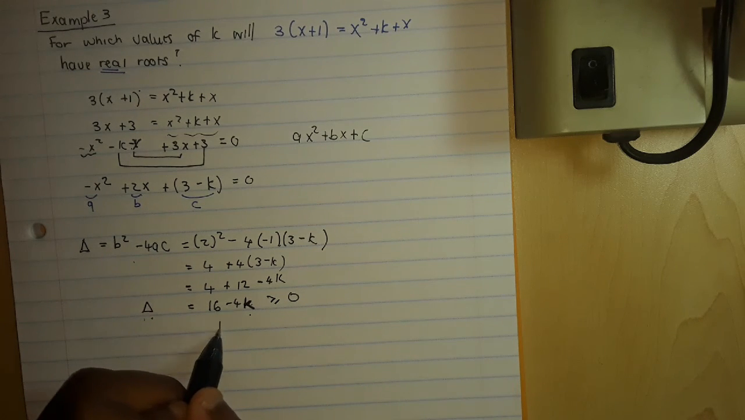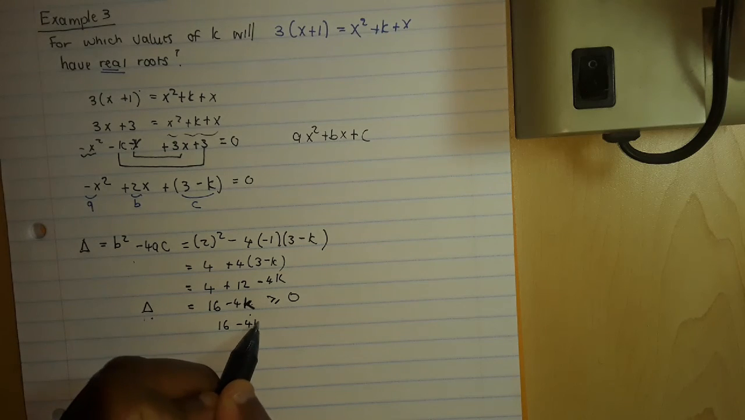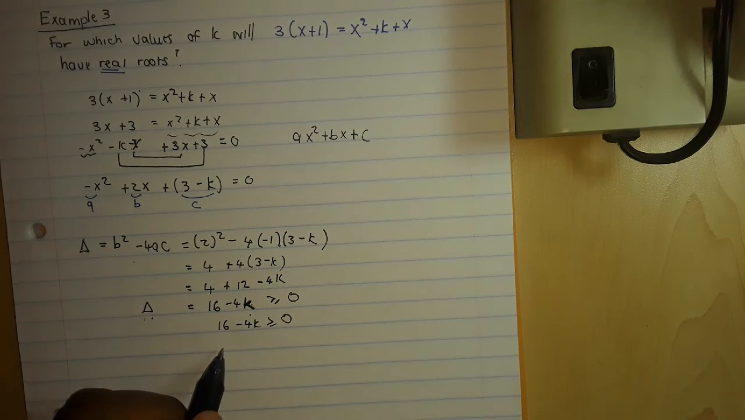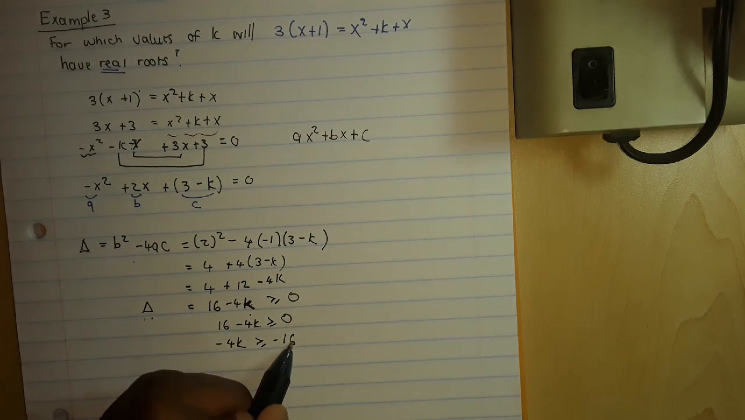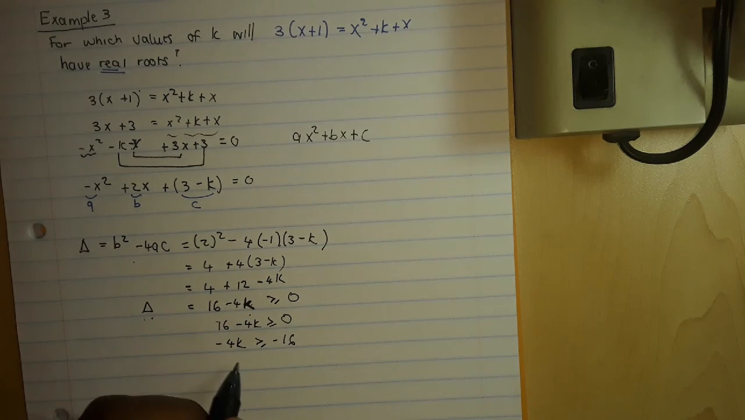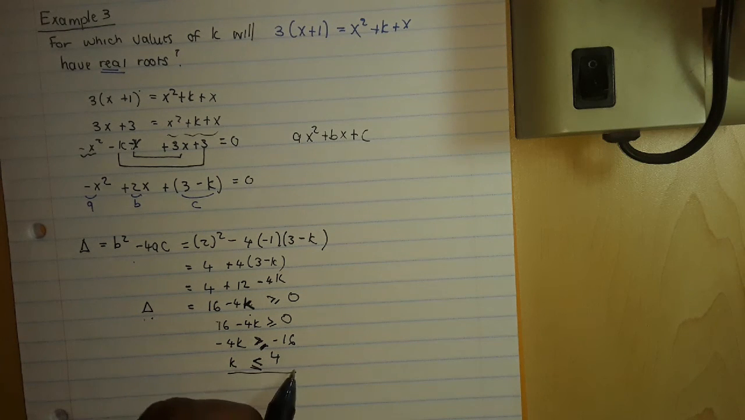So we have 16 minus 4k greater than or equal to 0, so minus 4k is greater than or equal to minus 16. Just put the 16 on the other side, and then I divide by minus 4 on both sides. Bear in mind, when you're dividing by a negative, the inequality sign changes. It was like this, and it will change like that, and the answer will be 4. So in order for this to have real roots, k must be less than or equal to 4.